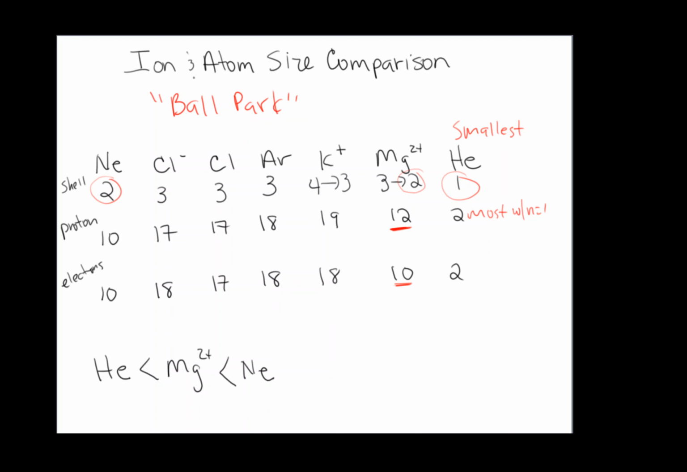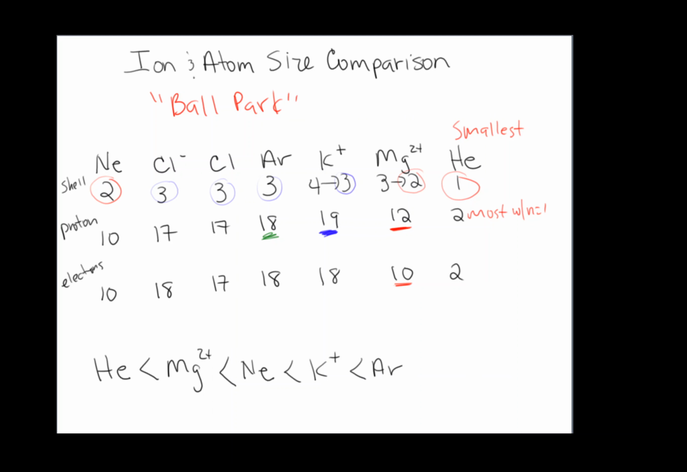Let's look at N equals 3. All right, so I've got four of them. Let's look at our protons. We've got 17 pulling on 18. We've got 17 pulling on 17. We've got 18 pulling on 18. Oh, and we've got 19 only pulling on 18. So this has the most protons, and it is only pulling on 18, so that's going to be the next smallest. All right, so that leaves us these 3. Oh, guess what? That has the next most protons, and it's only pulling on 18, so argon will be next.